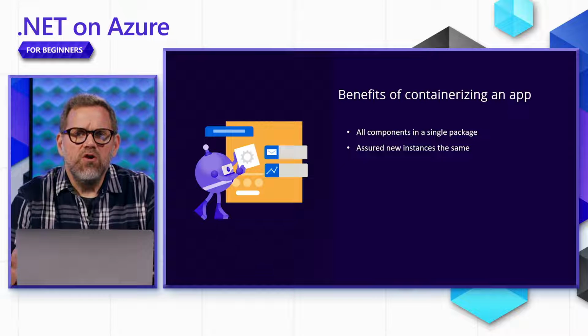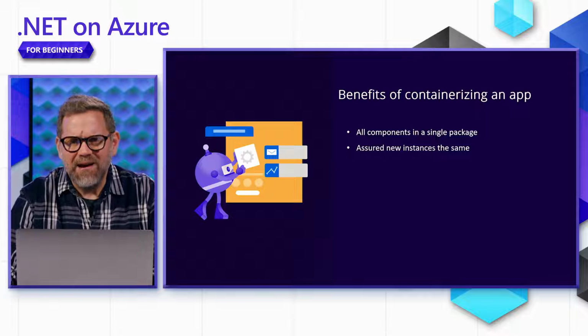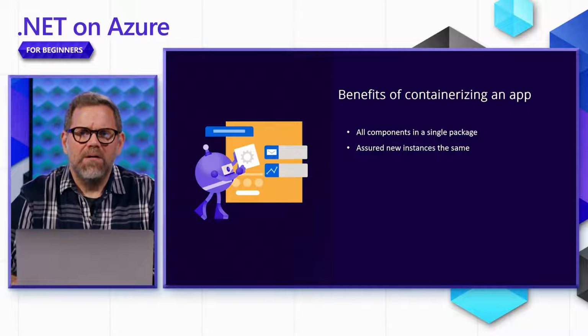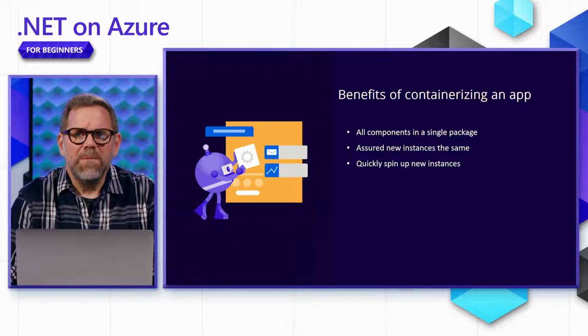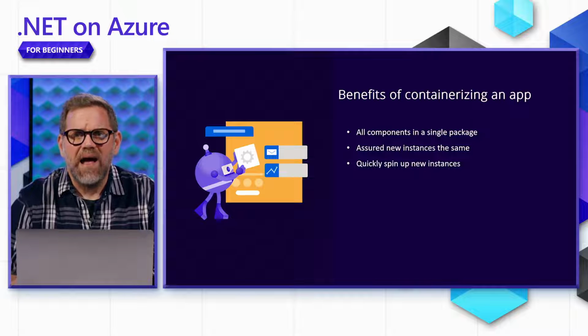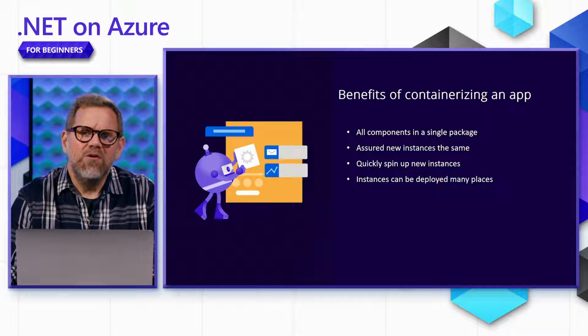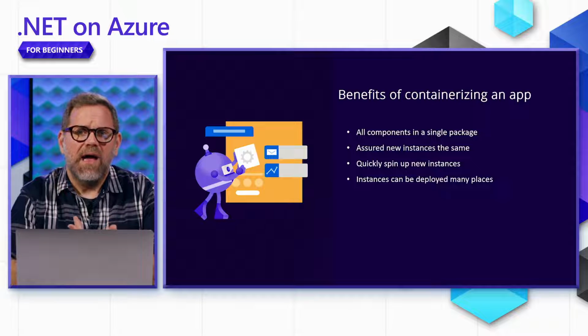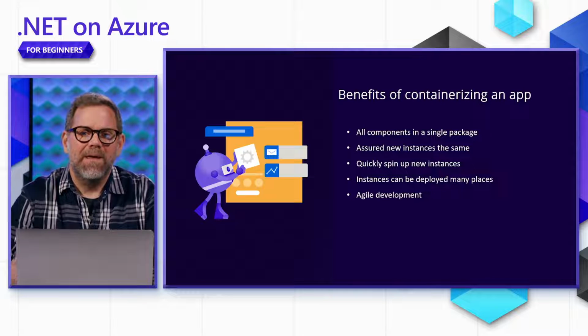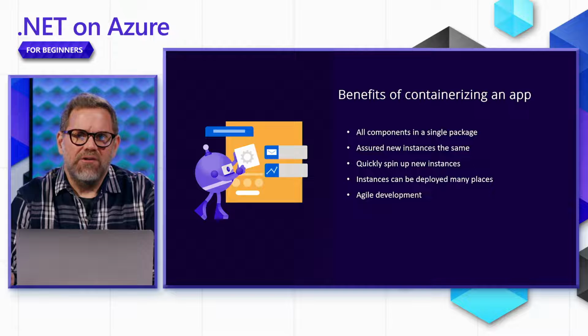So when you new up a container, so to speak, you can be assured that everything is the same. All the new instances are going to be exactly the same because the container is more or less immutable. So you can quickly spin up these new containers as well once you put them into a container runtime such as Docker. And these new instances can be deployed in many different places. Places such as Azure, which is great, or a Docker runtime on your local computer, which then enables agile development.